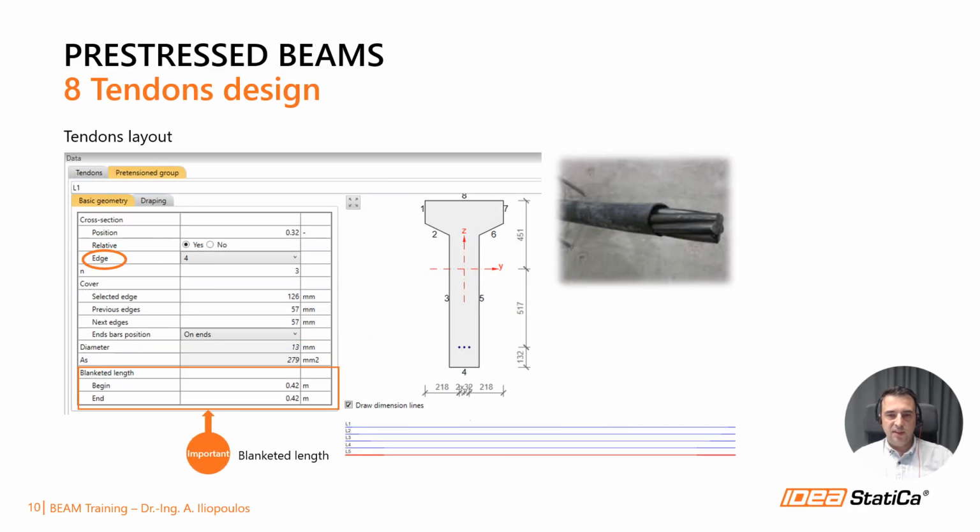Okay, we have entered the initial values, and now we can enter the strengths themselves. The strengths are entered relative to the edges of the cross section. Here it's the edge 4. We define the number, the covers, and we can also define a blanketed length. This is the length where there is no bond between the tendon and the concrete. These values can be defined separately for each tendon group.